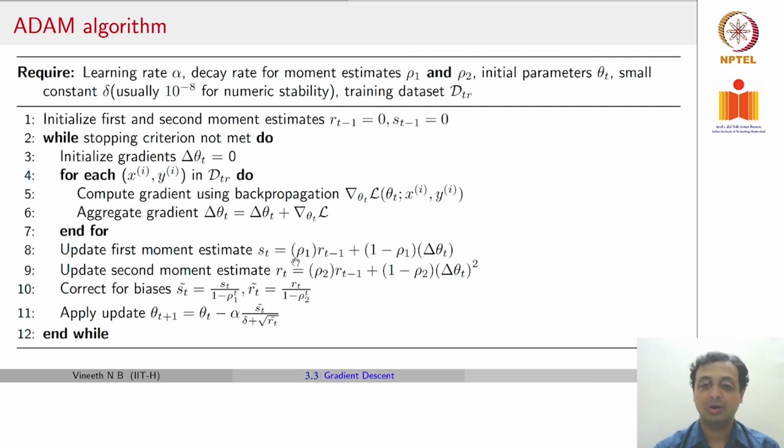This is your Adam algorithm. It's simply a summary of what we just said. These are the two steps. You update a first moment estimate, which is the gradient, and a second moment estimate, which is the squared gradient. You maintain a running sum of both, correct for biases and do your update. The key thing in the update is you do not have the gradient here because the gradient is subsumed into S_t.